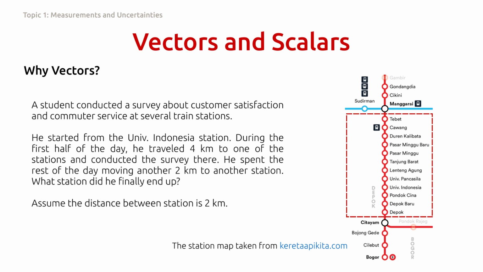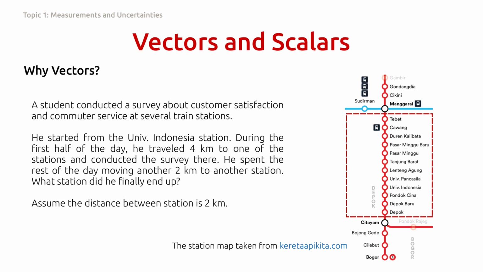A student conducted a survey about customer satisfaction in commuter service at several train stations. He started from the Universitas Indonesia station. During the first half of the day, he traveled 4 kilometers to one of the stations and conducted the survey there. He spent the rest of the day moving another 2 kilometers to another station. The question is, what station did he finally end up? Assume the distance between stations is 2 kilometers.